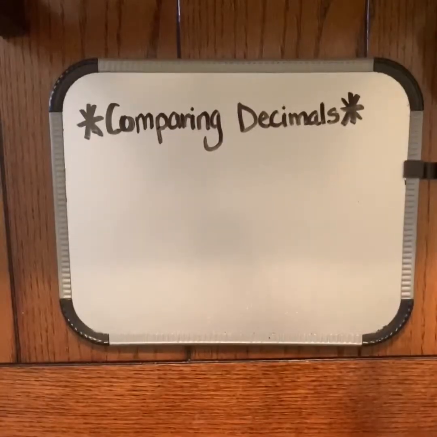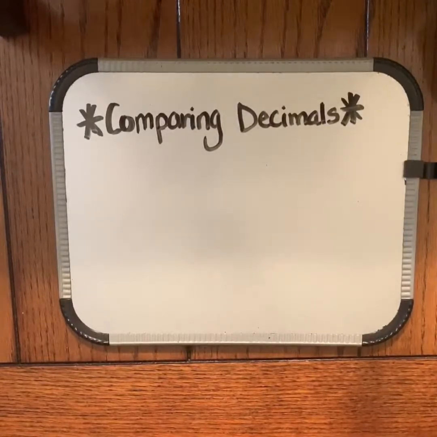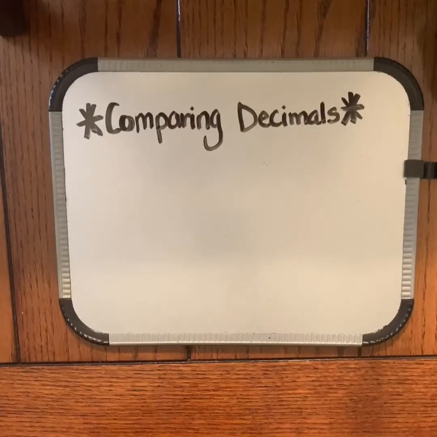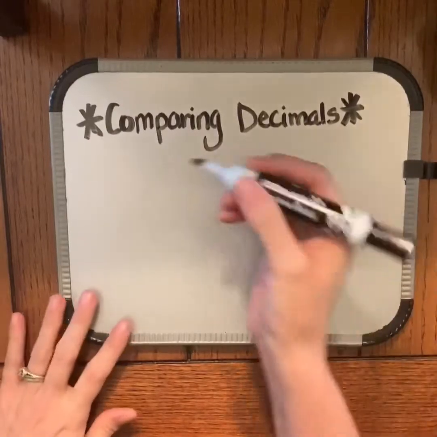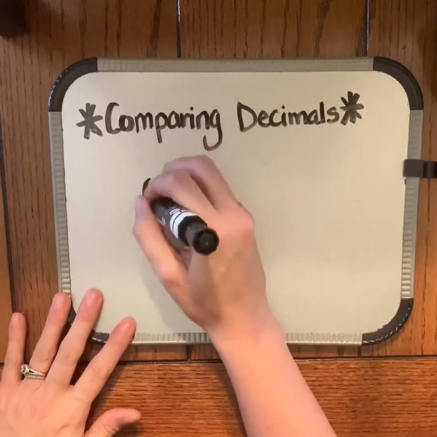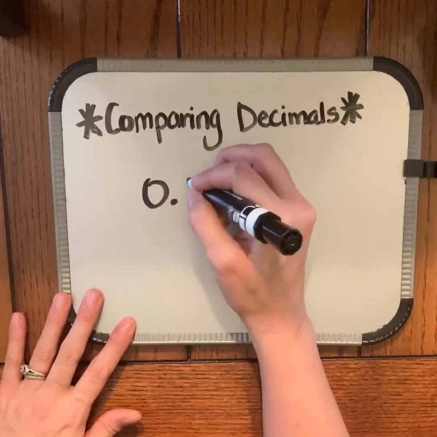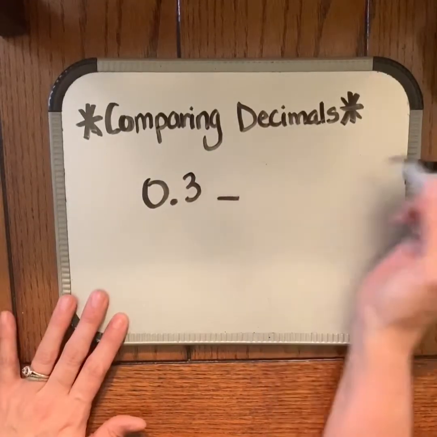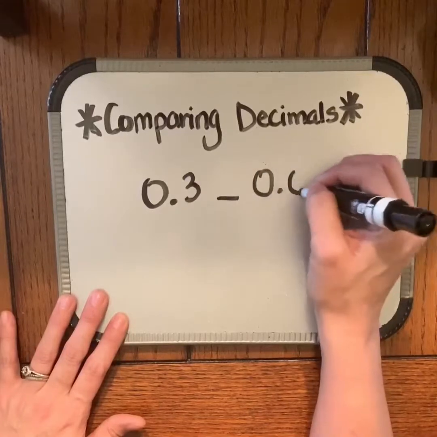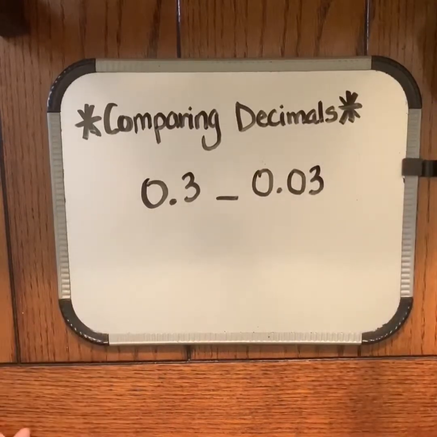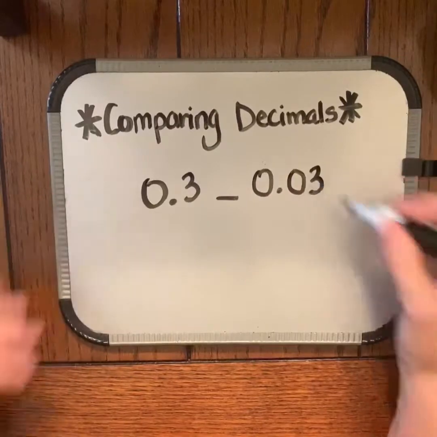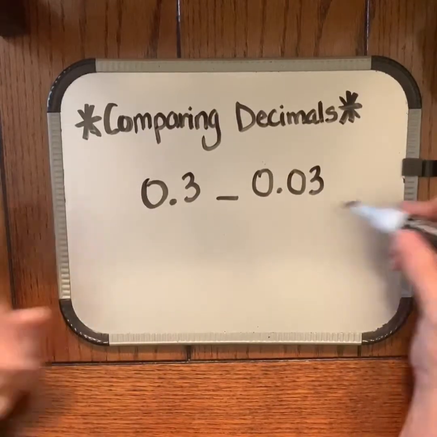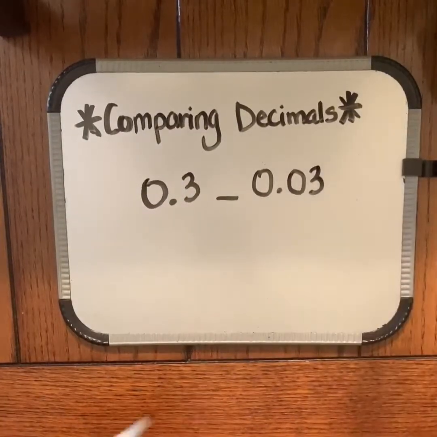Today we're going to be working on comparing decimals. When you have two decimals and you have to see which one is greater than, less than, or equal to the other. So let's take two decimals. Let's start with 0 and 3/10, and we're going to compare that to 0 and 3/100. Now, when you look at it, you see both are 3, but this has 2 more place values.